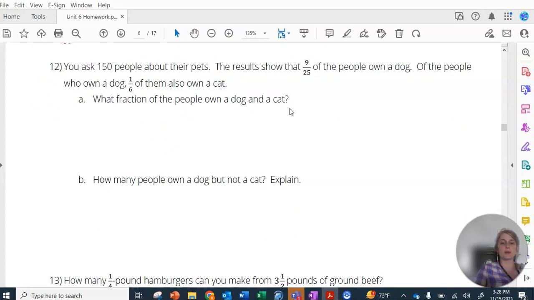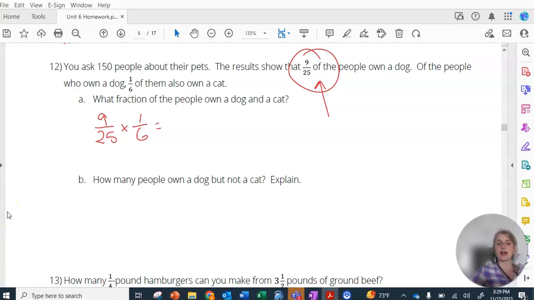You ask 150 people about their pets. The results show that 9/25 of the people own a dog. Of the people who own a dog, so of this fraction of people, 1/6 of that say, I have a dog and a cat. So 1/6 of 9/25. That is a multiplication problem. So you're going to get that answer.